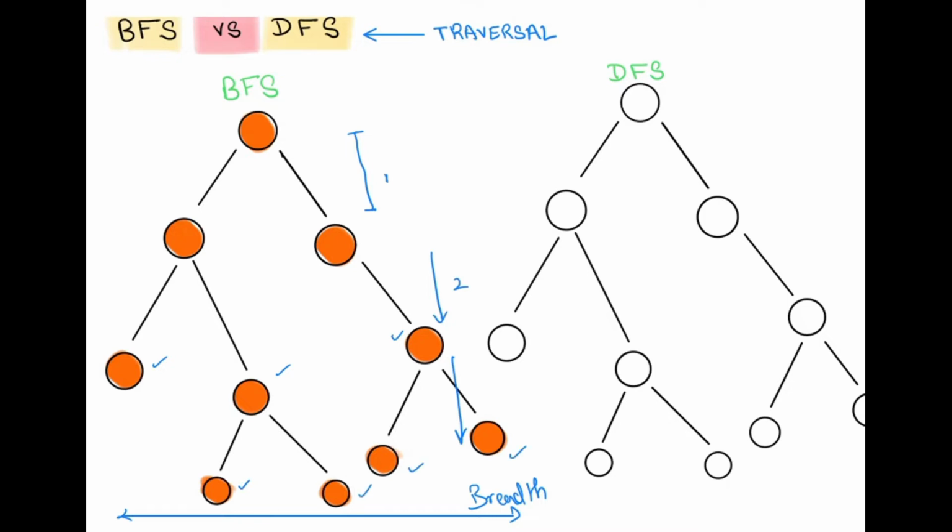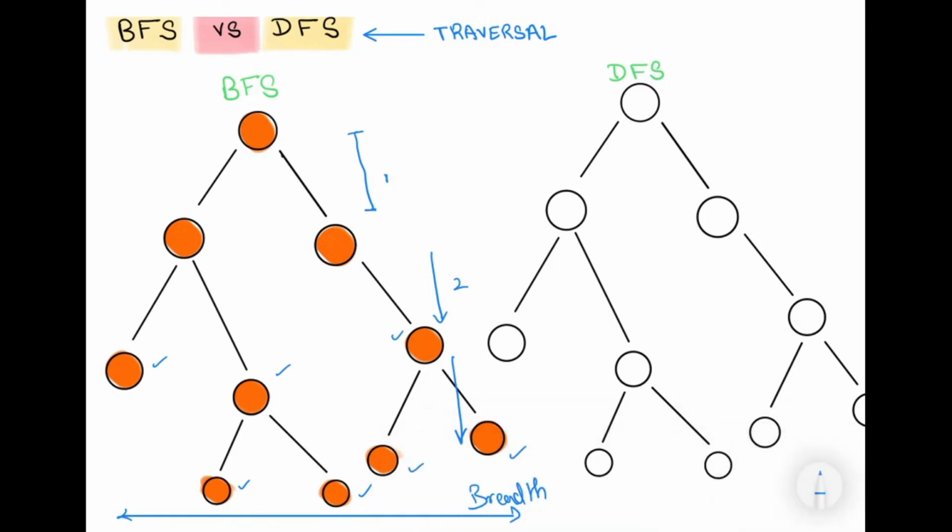Before going down the height of the tree, we cover the breadth first. So if these were the branches coming out, we are going one height down and covering all the nodes on that height. That is the idea of breadth first search. Now let's take a look at depth first search.